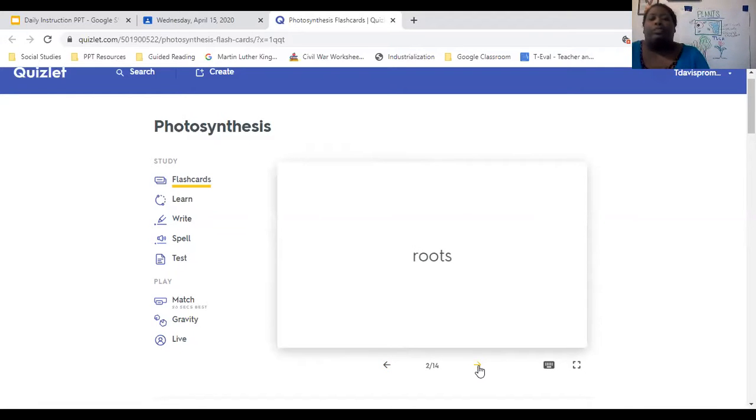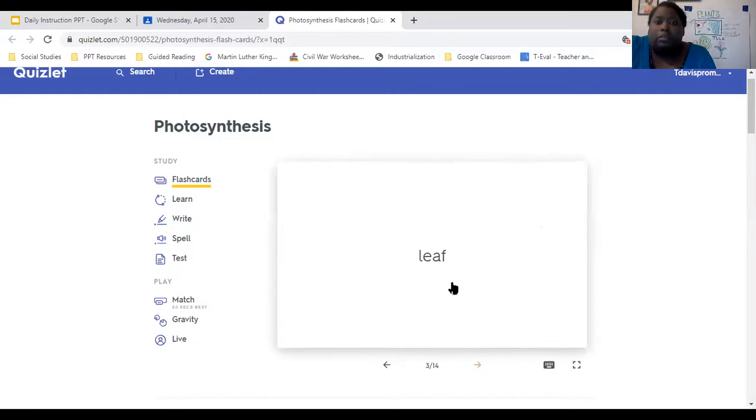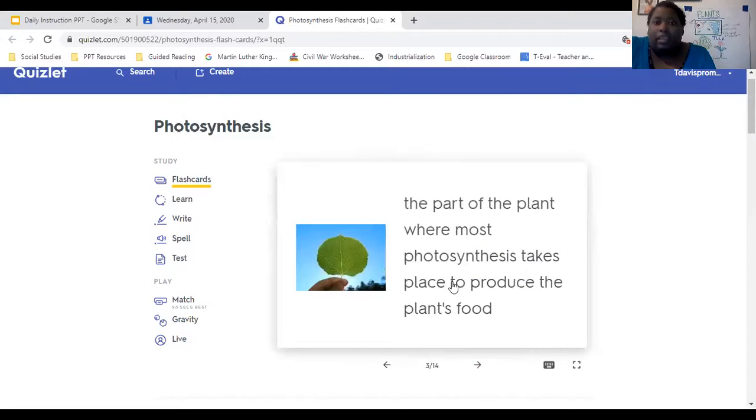All right, roots. My turn, roots. Your turn, roots. So the root is the part of the plant where the water and the minerals enter the plant from the soil. And the root also holds the plant inside of the soil. My turn, leaf, your turn. So the leaf is the part of the plant where most photosynthesis takes place to produce the plant's food.